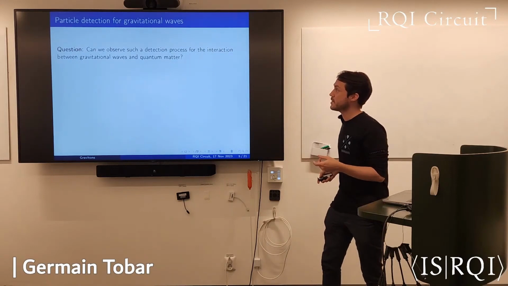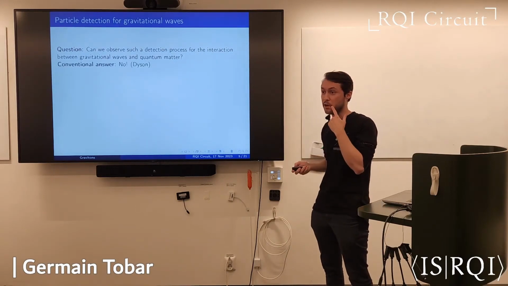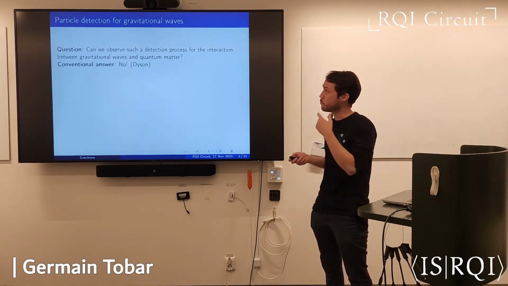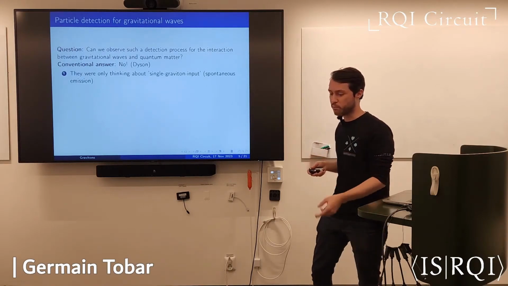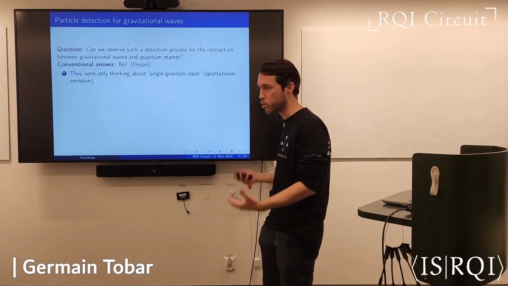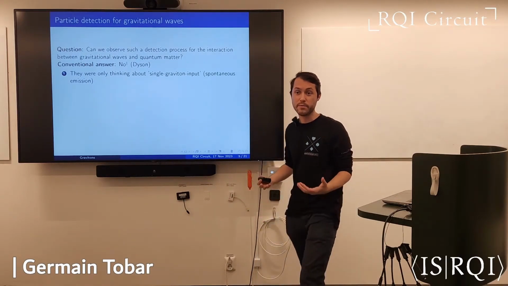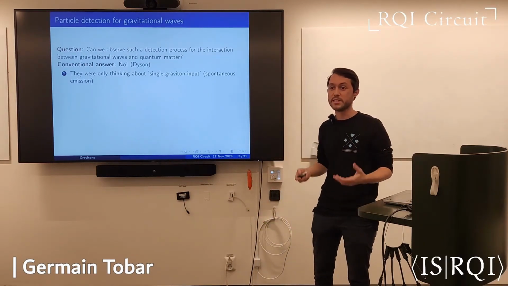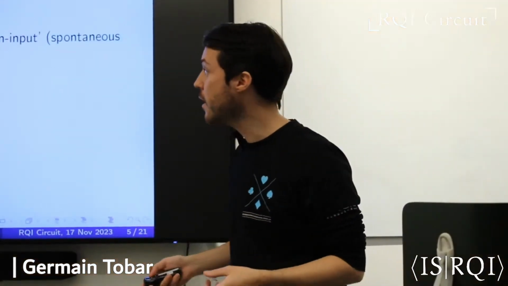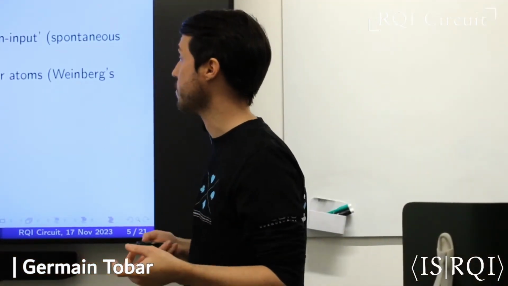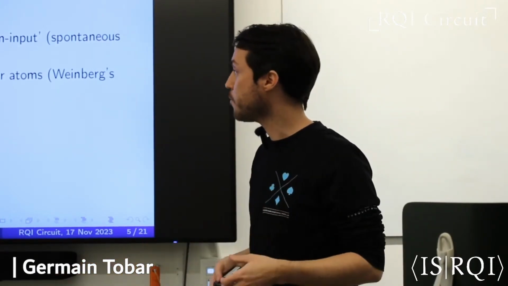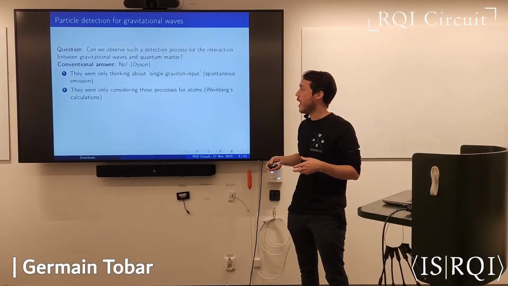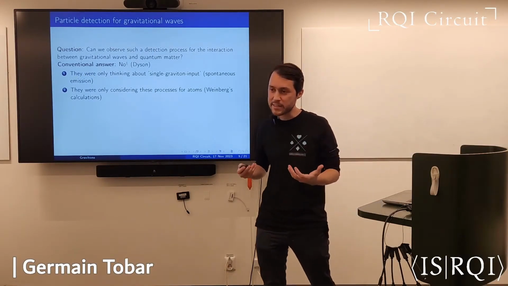And the conventional answer to this question is no. So Dyson famously did an analysis of whether it's possible to detect a single graviton, and there were two reasons for why he reached the answer no. He was using this more modern concept of detection, where the detector goes click when there's only a single photon or a single graviton input. And they were only considering these processes for atoms, so looking at the graviton emission and absorption rates for really microscopic quantum systems. However, quantum mechanics is no longer limited to just atoms.